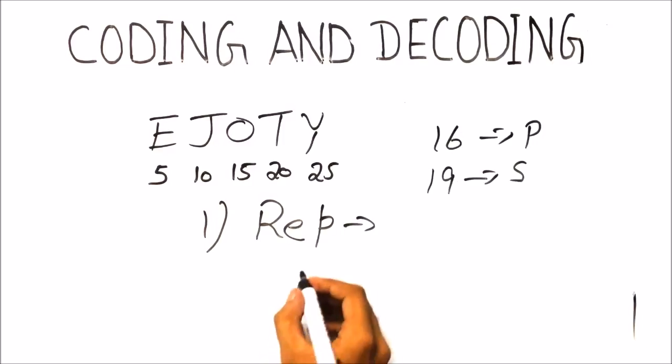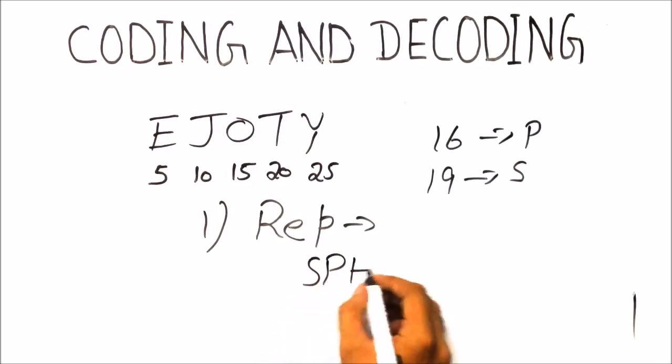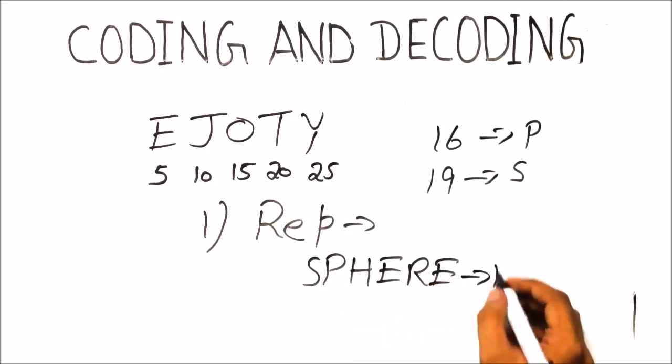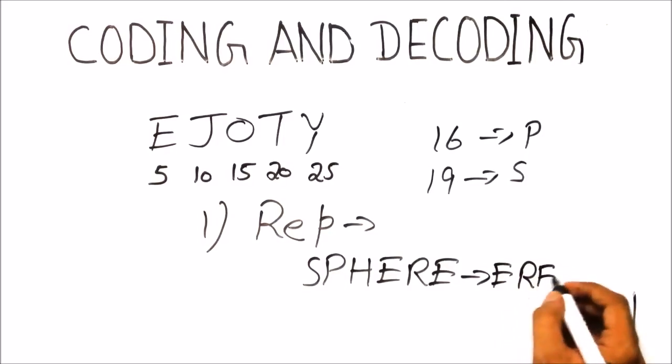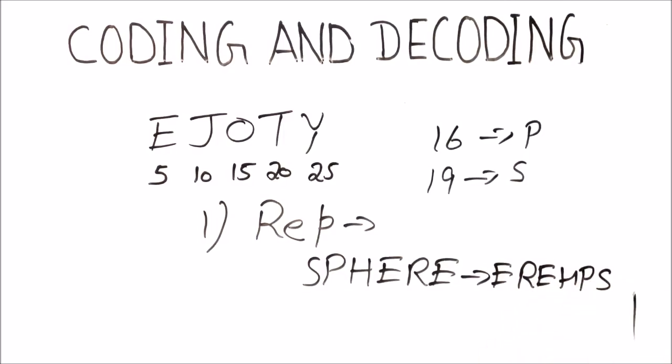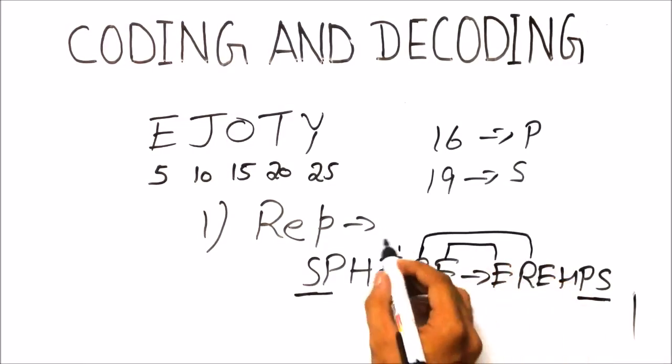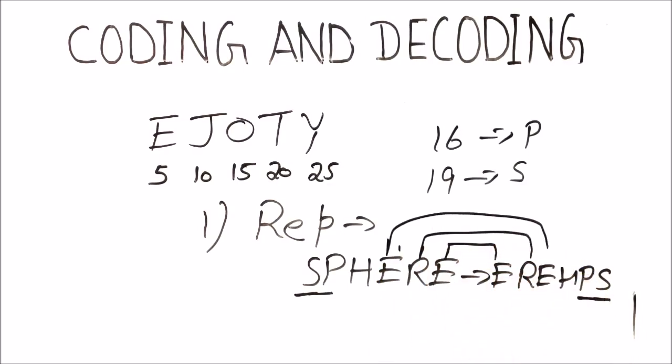For example, if the word is SHEPHERD... and the code for the word is EREHPS. Now you can easily see that the word here is reversed. Here S comes at first place and at this point S comes at last place. Here P comes at second place and here P comes at second last place. And hence we can easily say the pattern is reversive. That is the repetition pattern. This is our first example.